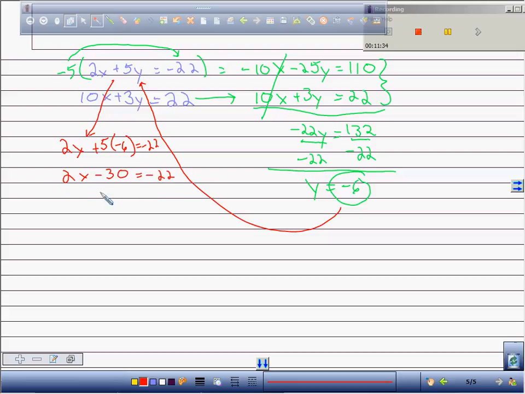And then you add 30 to both sides, plus 30 plus 30. And I get 2x equals 8. So divide by 2, divide by 2, x equals 4. So as an ordered pair, I have 4, comma, negative 6. Okay? Write that down.